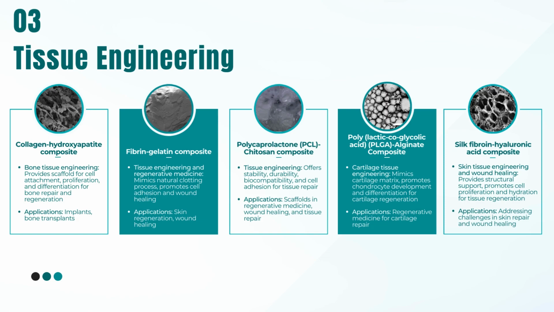Next, cartilage tissue engineering finds promise in the PLGA alginate composite. PLGA mimics the natural cartilage matrix by offering mechanical support, while alginate fosters a hydrated environment ideal for chondrocyte growth and differentiation. This composite offers a balanced approach to cartilage regeneration.